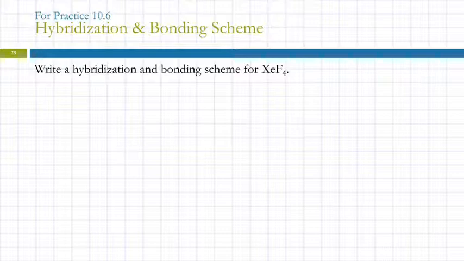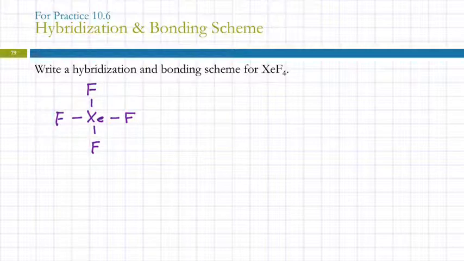So we'll put the xenon in the middle and put the fluorines around. Then what's the next thing we have to do when writing a Lewis structure? We need to add the dots. First, we need to figure out how many dots we can add, right? So we have to figure out how many valence electrons are present in this molecule.